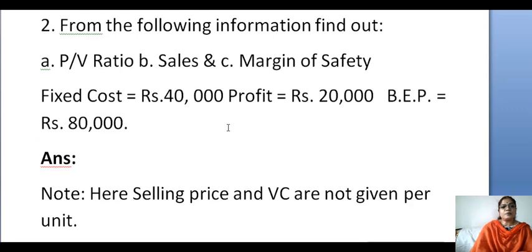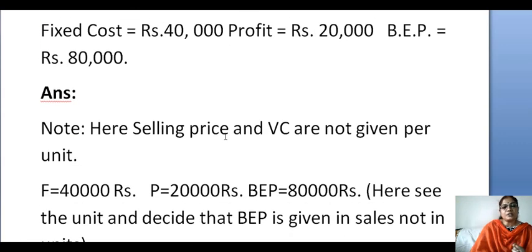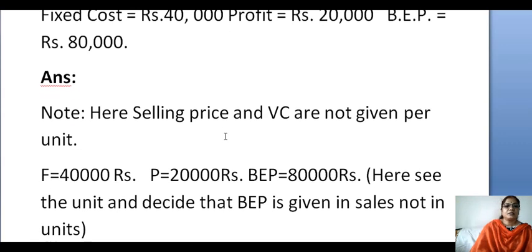Compared to the previous problem, in this problem, profit and BEP are given. In the previous problem, selling price per unit and VC per unit were given. Now they are absent here. If they are given, then it's easy to calculate. We can play with any formula. But if they are not given, restrictions are imposed on us, so in a particular fashion only we can move.